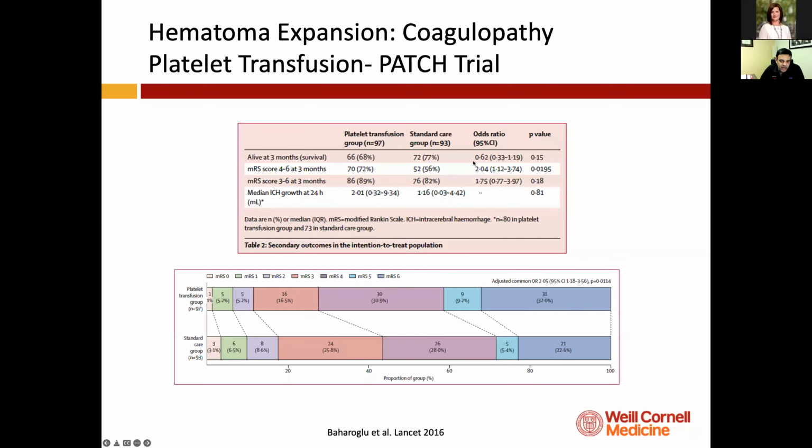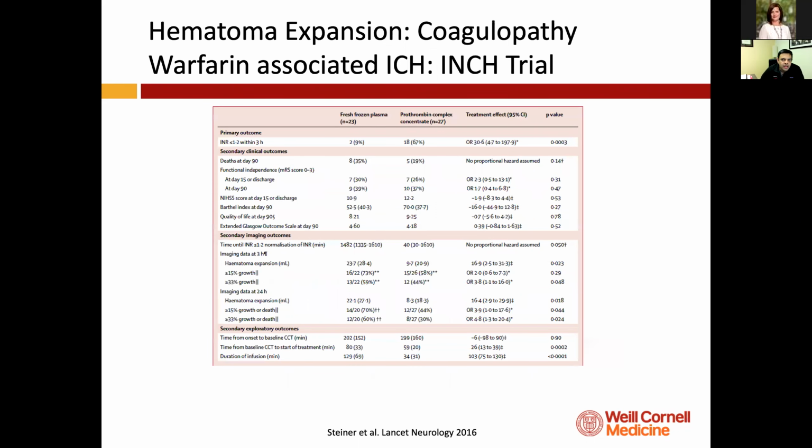So most institutions that I know of have started tending away from giving platelet transfusions until there is some surgical indication, like putting in an EVD or taking the patient to the operating room. Otherwise, we just conservatively manage patients nowadays. And what about hematoma expansion that could result from coagulopathy from other causes?